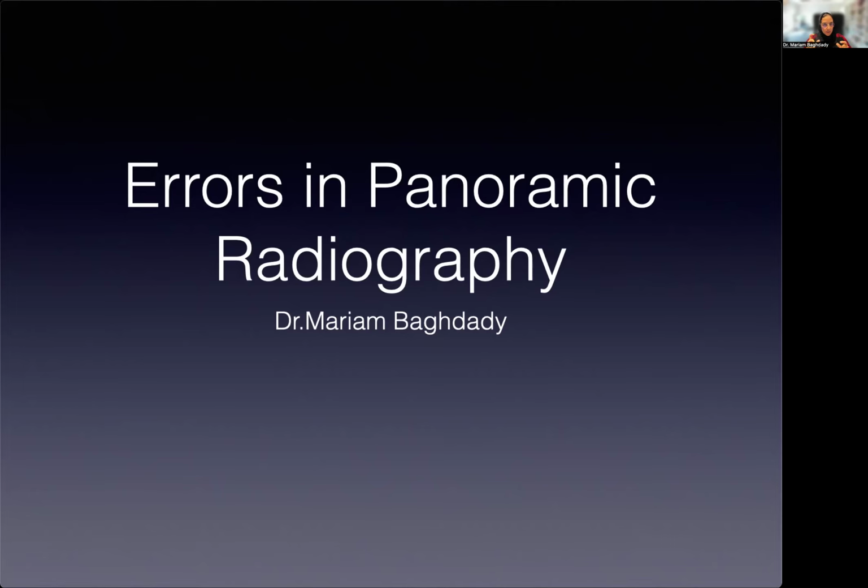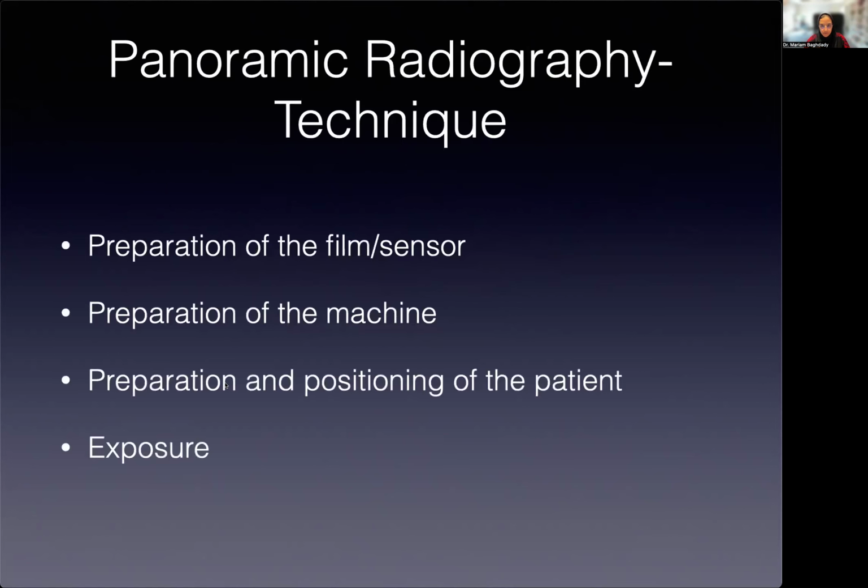So now we're just going to take it chunk by chunk, and then we're going to do something a little bit more interactive. Okay. All right. So as we saw before, panoramic errors can happen, and the same thing we did in intraoral radiographs. Panoramic errors can happen anytime during image acquisition, preparation of the film or sensor, preparation of your machine, preparation and positioning of the patient, or during the exposure.